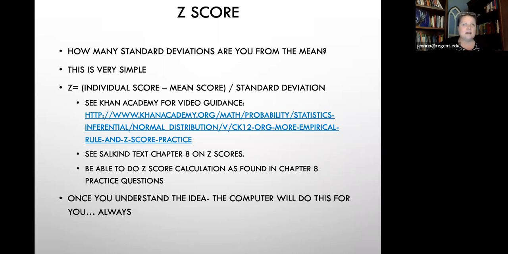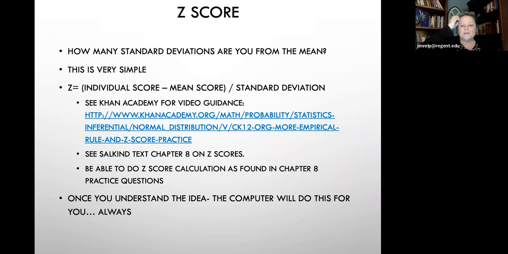Let's say, I don't know if this is true, but let's say 5'3" is one standard deviation below the mean score for the average human. Then that means that my Z-score would be -1. Right? My Z-score for 5'3" would be -1. And every woman that is 5'3" would have a Z-score of -1 if that is one standard deviation below the mean on women's height.